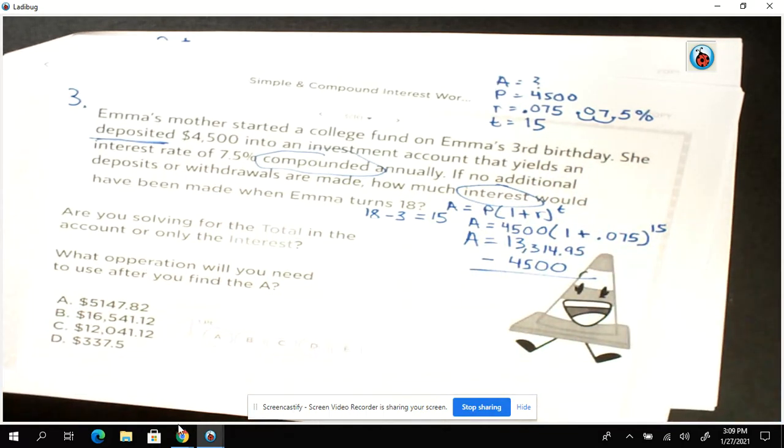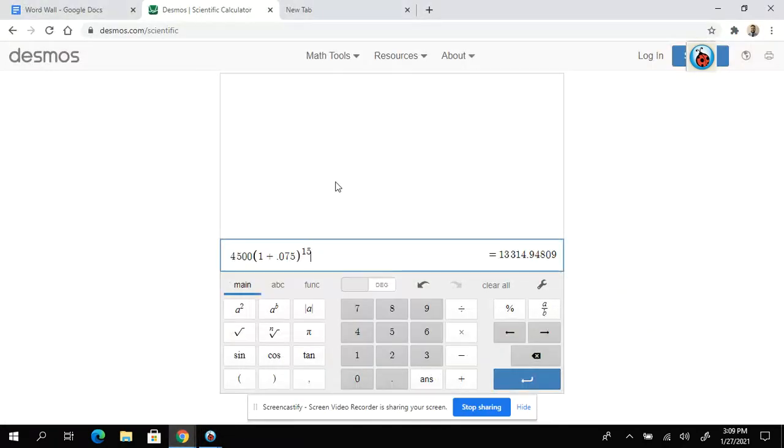So let's go back to Desmos. And that was 13,314.95 minus the 4,500 principal to get just the interest. We get 8814.95. So let's go back to the video.